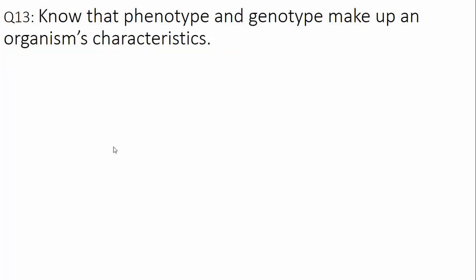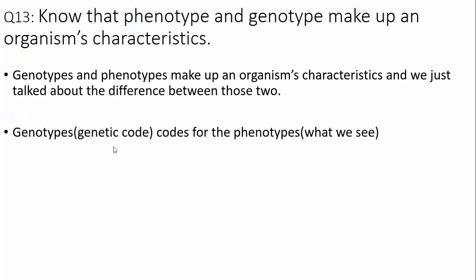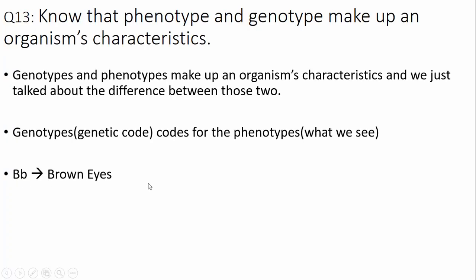You need to know that the phenotype and genotype make up an organism's characteristics. We just talked about the difference between those two. Genotypes, which is the genetic code, code for the phenotypes, what we see. So for example, we have this genotype here, capital B, lowercase b. That codes for the phenotype, what we can see, which is brown eyes.